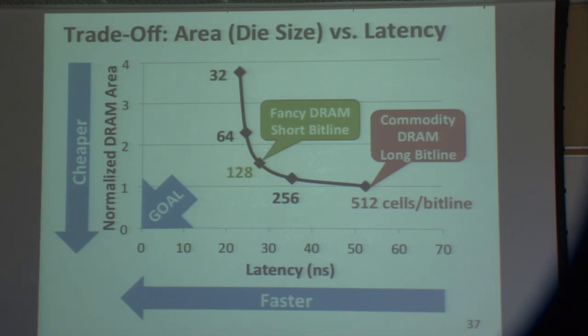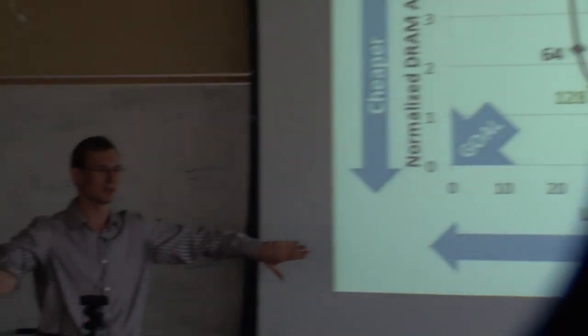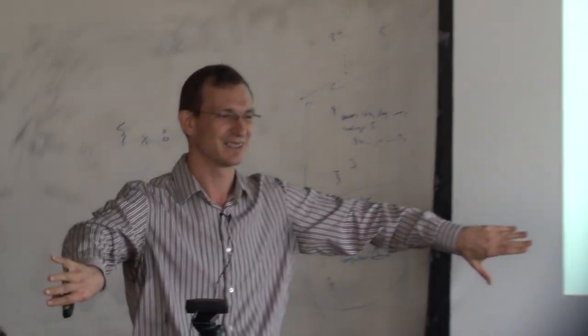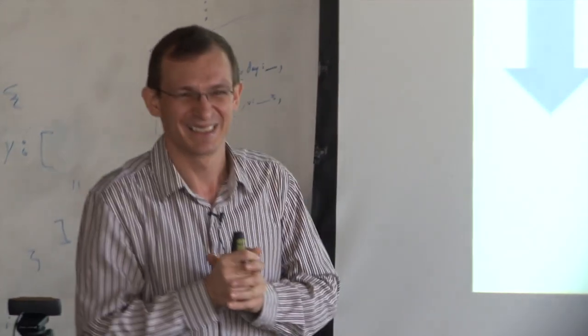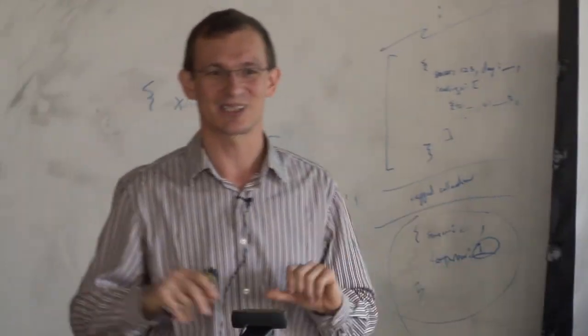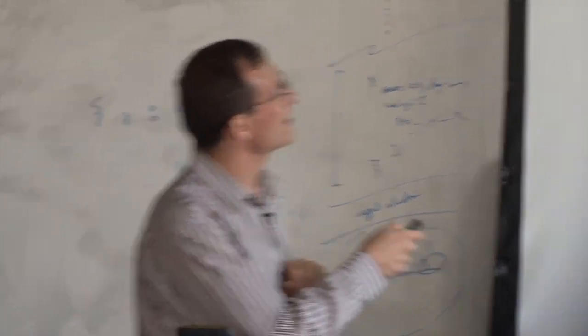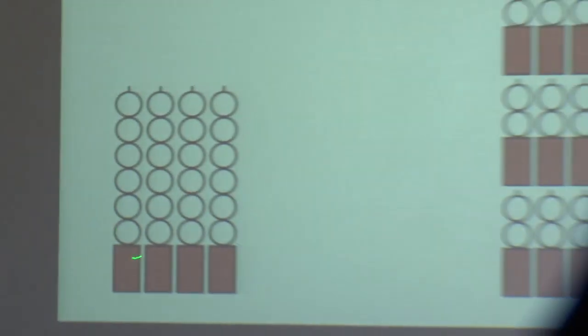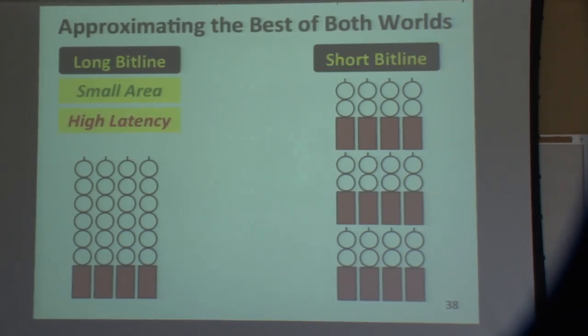And you know the answer. If you want to try to optimize for multiple metrics that go against each other, what do you do? Heterogeneity, right? If you design a heterogeneous architecture, then you can try to optimize for both at the same time. Basically, how do you approximate the best of both worlds? Long bit line architecture has small area and high latency. Short bit line architecture has low latency and large area.